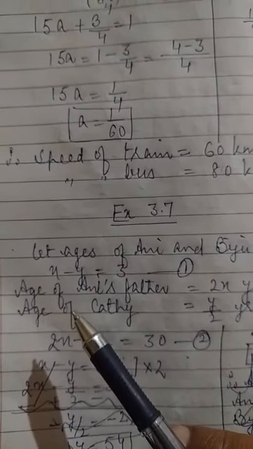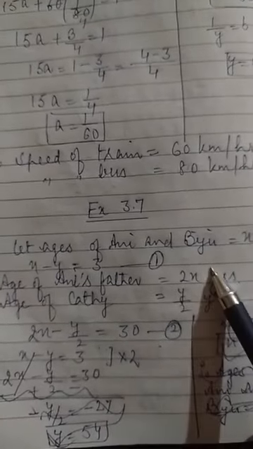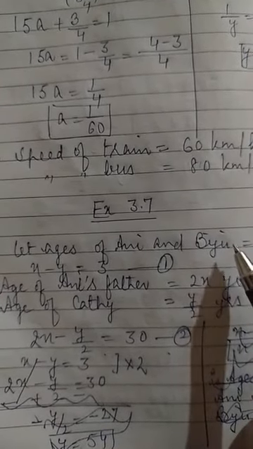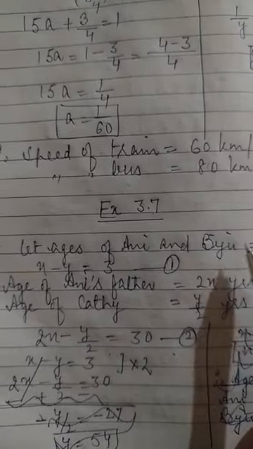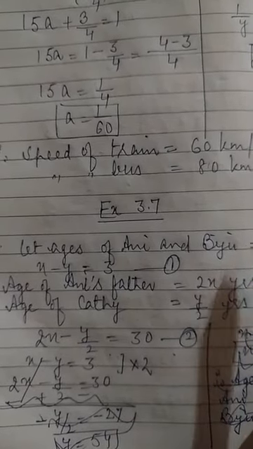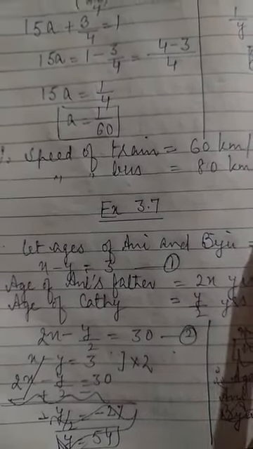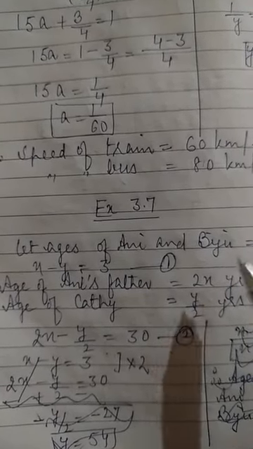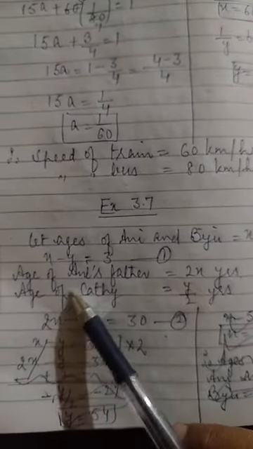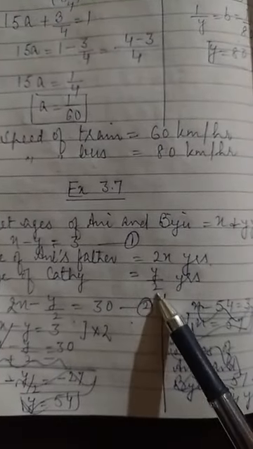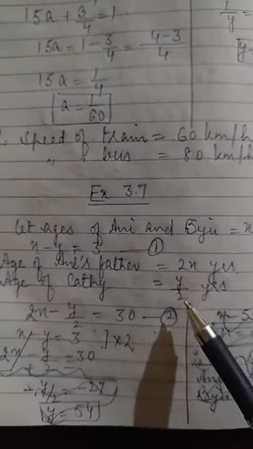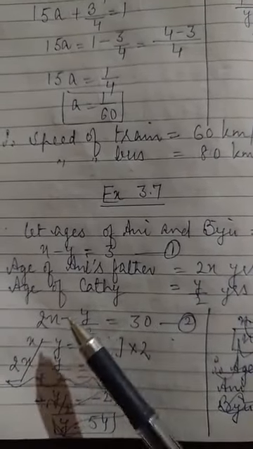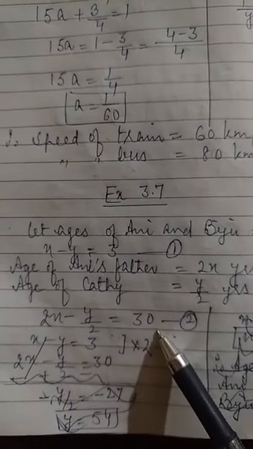Now it is given that Biju is twice as old as his sister Kathy. But in this case we have assumed the age of Biju here, not the age of Kathy. So if Biju's age is twice Kathy's age, it means Kathy's age is half of Biju's age. So age of Kathy is equal to half of Biju's age, that is equal to y upon 2. Now the difference of their ages is equal to 30. 2x minus y upon 2 is equal to 30.